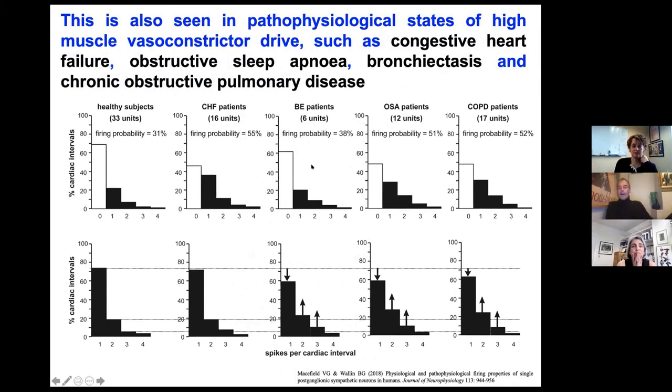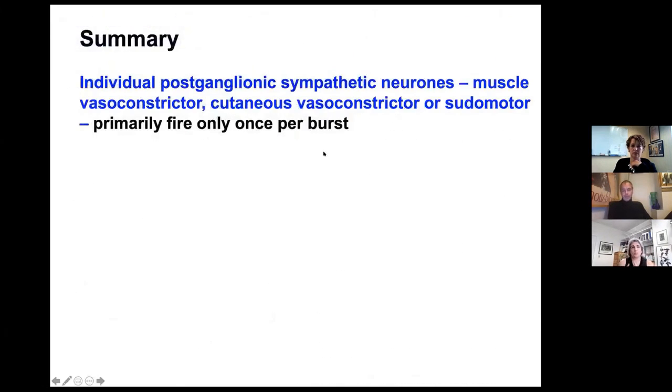Yeah, cool. I won't go through this, but we can look at different disease states, and we can see how the firing patterns can change in different disease states, but on the whole, individual neurons fire once and only once. So to summarize this part, as I just said, they primarily fire only once per burst, irrespective of their identity.